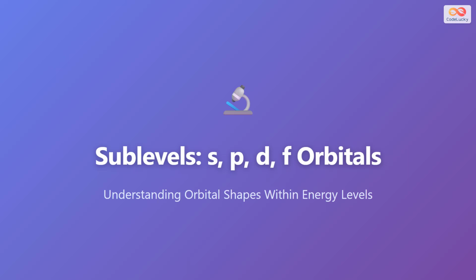Welcome to our lesson on sublevels and orbitals. Today, we're going to explore the four types of orbitals that exist within electron energy levels: s, p, d, and f orbitals. Each of these orbitals has unique shapes and properties that determine how electrons are arranged around the nucleus of an atom. Understanding these orbital shapes is essential for comprehending atomic structure and chemical bonding.